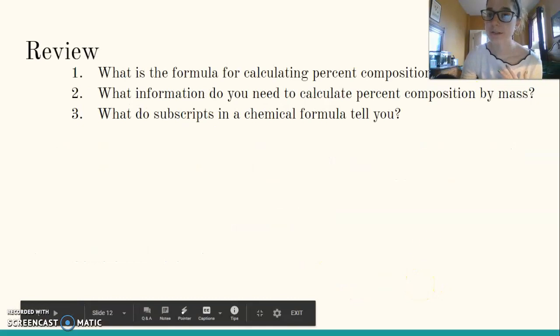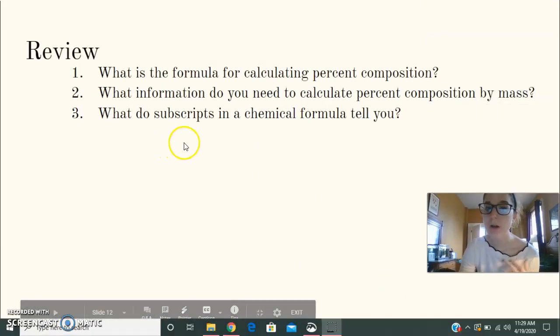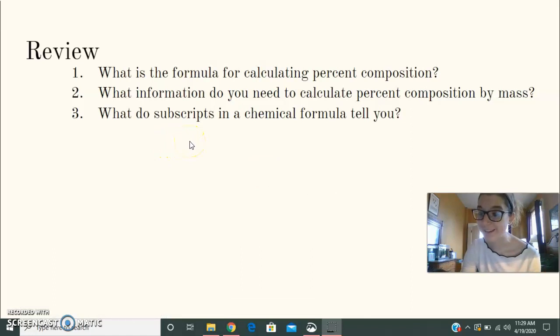So, review for this unit, questions to think about. What's the formula for calculating percent composition? We used 2 different formulas, but it's the same idea overall. Percent, no matter what you're finding it for, is always the same idea. We have part over whole, okay?